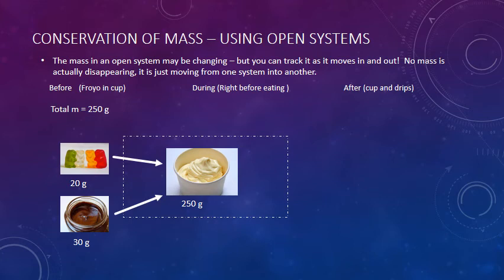Now, right before we decide to eat the frozen yogurt, we decide we're going to get 20 grams of gummy bears and 30 grams of hot fudge and add them to our frozen yogurt. So we have added mass to this system, and now our total mass of the system is 300 grams.